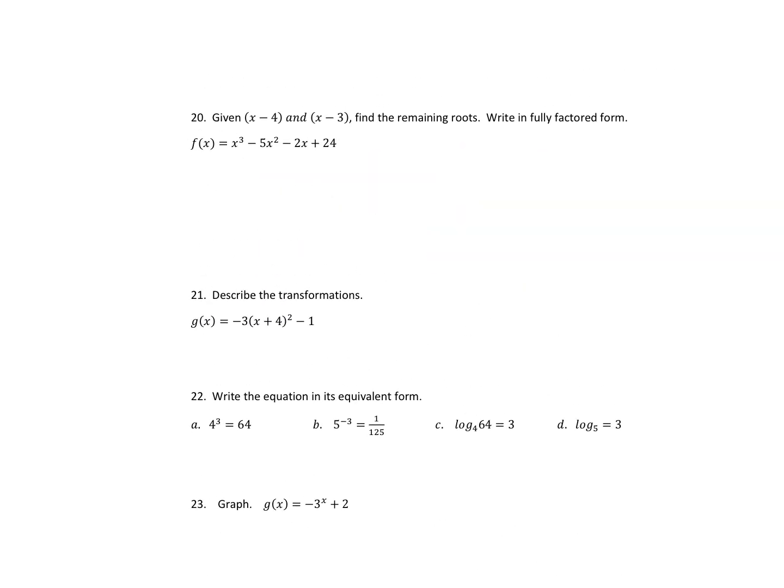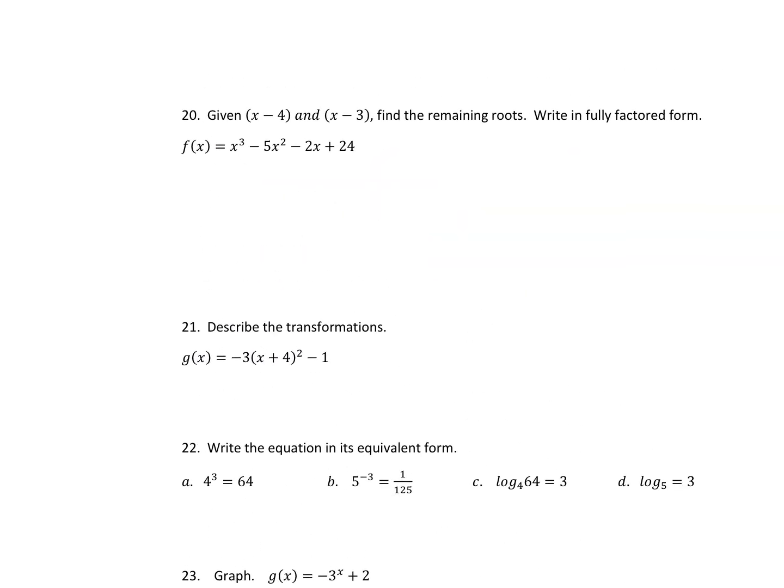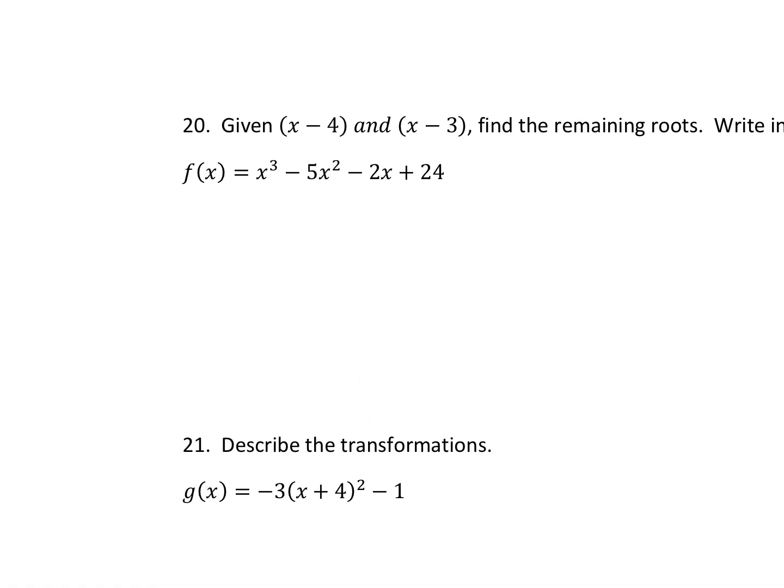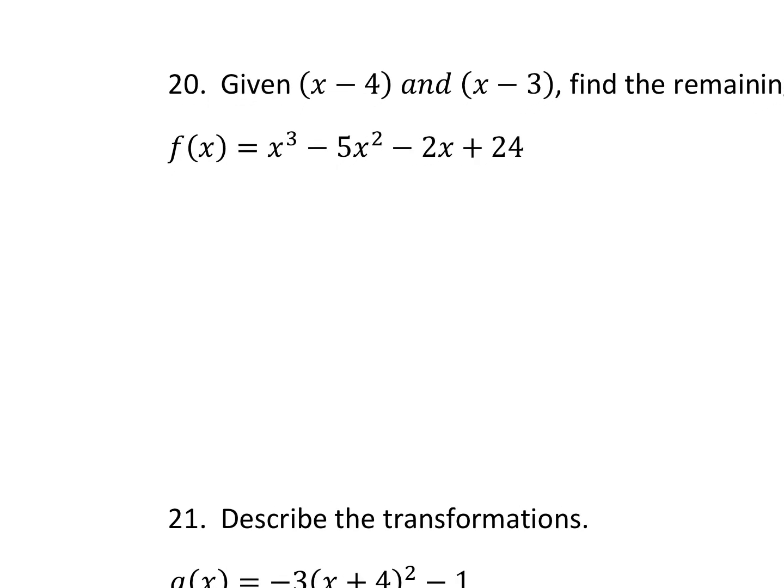Let's do 20. Given x minus 4 and x minus 3, find the remaining roots, right, in fully factored form. So it gives us 2 of the answers. Let's use synthetic division to find the rest. If x minus 4 is one of our factors, what would x equal? 4. So we're going to put 4 on the outside.